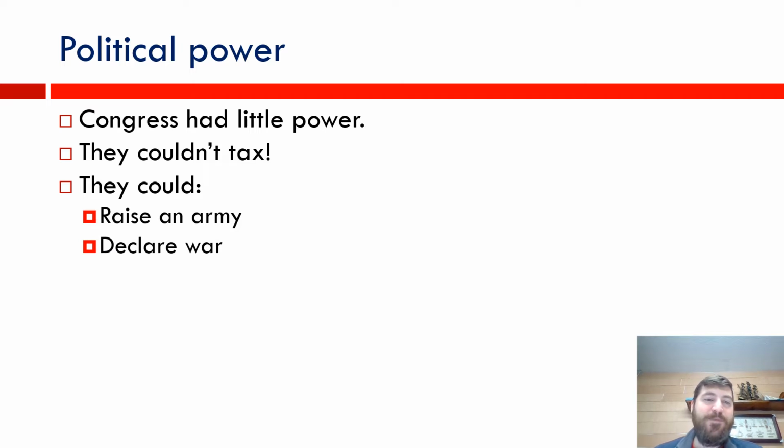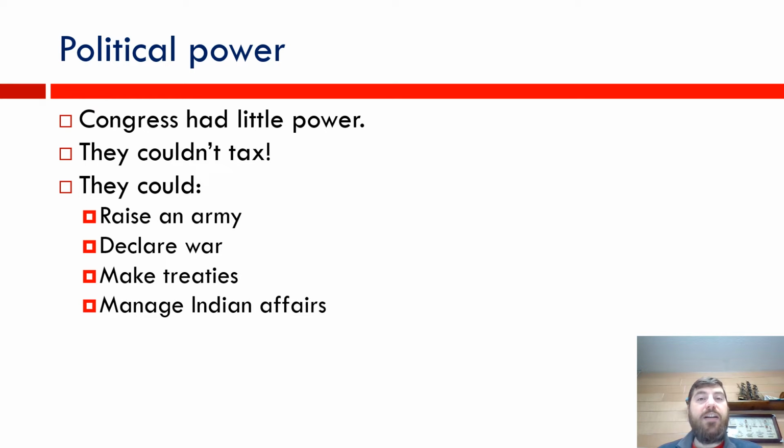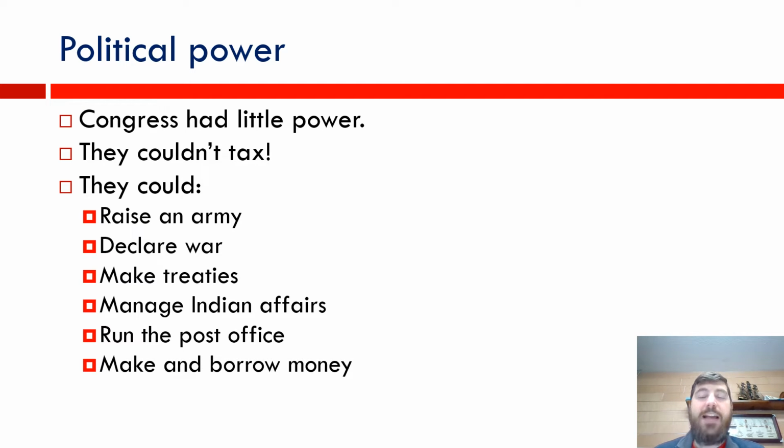Not very effective. They could declare war. The states are not allowed to declare war by themselves. Only the central government can declare war for everyone. They could also make peace treaties, makes sense. Manage Indian affairs, buy and sell land from the Indians. Run the post office, because the mail is going from state to state to state. They want to make sure the rules are all the same in every state. That makes sense. And they can make and borrow money, but interestingly, every state was allowed to make their own money too. So we don't have one American money. We have dozens of different kinds of money, and that's kind of strange.